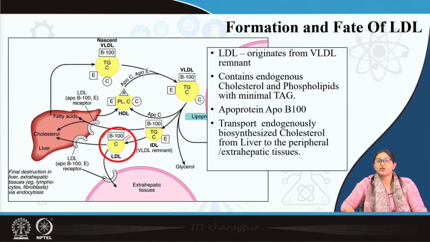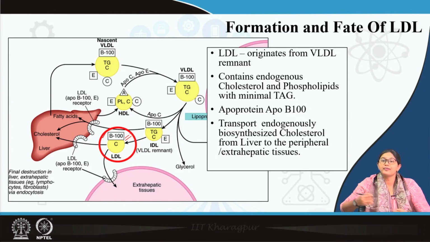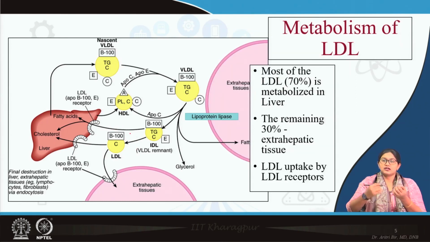Now, what low density lipoprotein does is transport those endogenously synthesized cholesterol from the liver to peripheral or extrahepatic tissues. Now, what happens: IDL means it is the VLDL remnant. VLDL remnant is again constantly targeted or attacked by lipoprotein lipase. So, there is a huge depletion of triacylglycerol. Finally, what is formed is the low density lipoprotein, which is cholesterol rich.